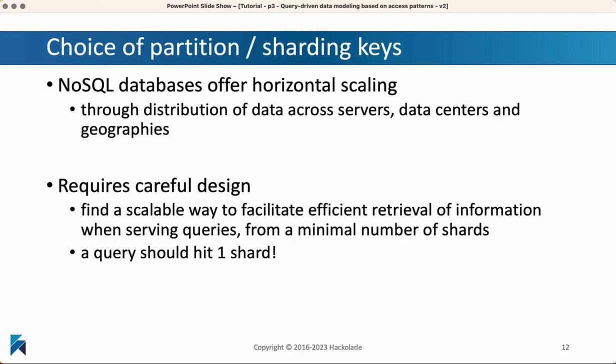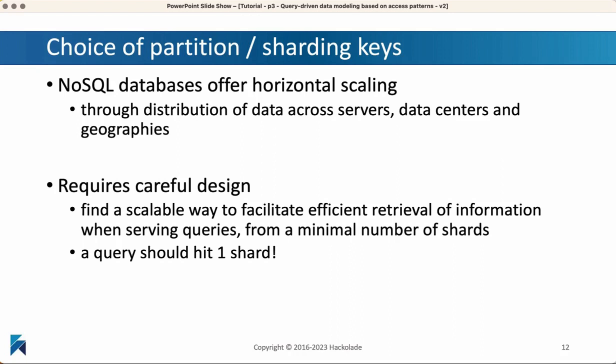And then there's obviously a really important topic, which is a very technical topic in many cases, but also has a lot of functional implications, which is around the scalability of the systems. These NoSQL databases offer horizontal scaling across thousands of different servers by distributing and sometimes also replicating the data across servers, data centers, and geographies, right? This is fantastically powerful, obviously, but it requires careful design.